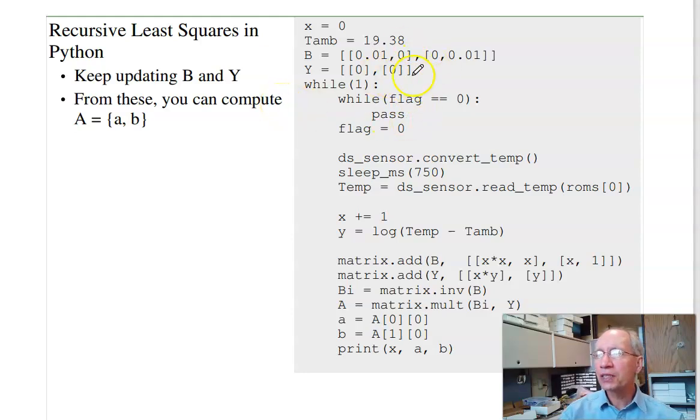So here's what the code does. I'm going to start with the initial value. It should be 0, 0, but then I get problems with matrix inversion, so I just made it something small so I can invert it. Every second, I'll read the temperature, and then update. Take the old value of B and add to it x squared, x, x and 1. The old value of Y, update it with x times y and y. Invert B, multiply by Y. Those are your parameters, a0 and a1, for a and b. And I can update these in real time.